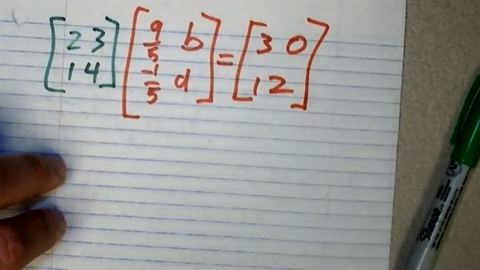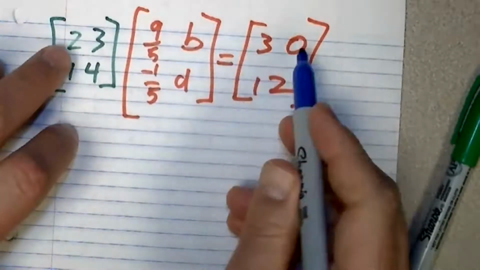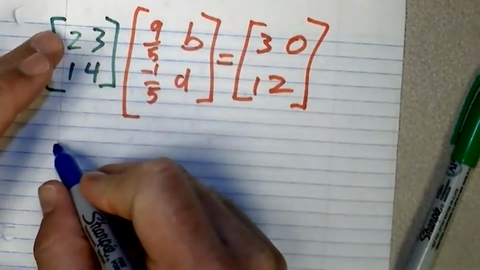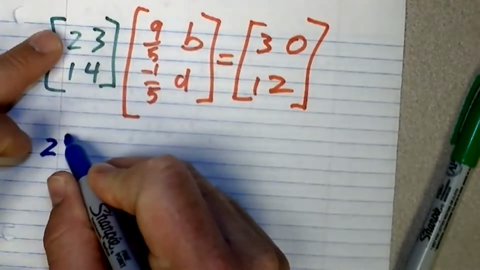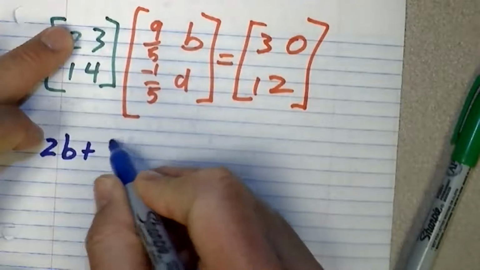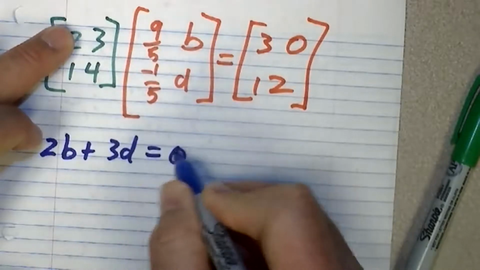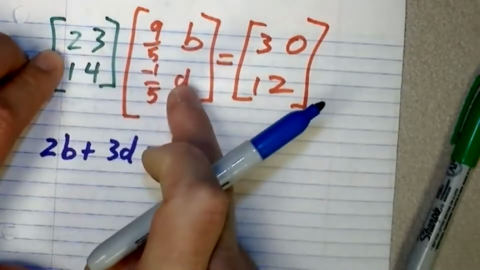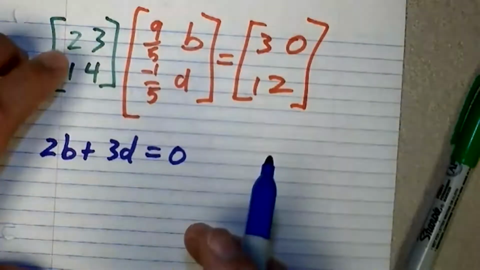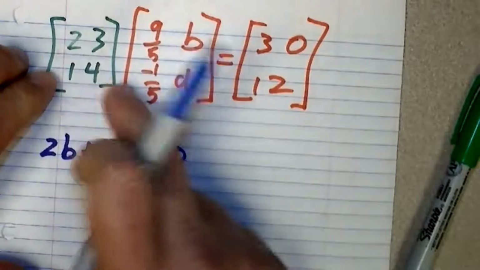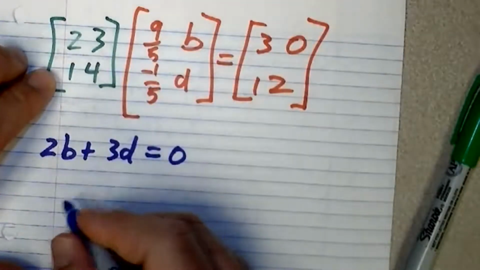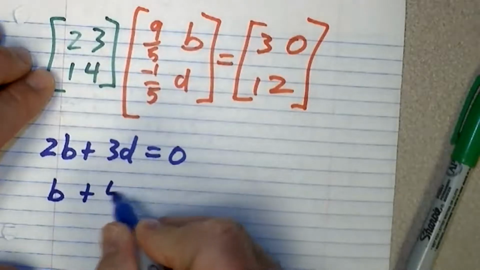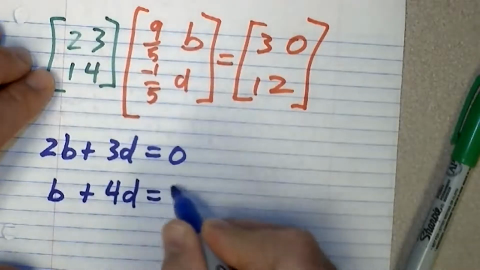Now let's take on this crayon. We're going to have 2 times B, 2B plus 3D equals 0, because it's this row times this column gives us this answer. And now it's this row, 1, 4, times this column. So it's going to be B plus 4D is equal to 2.